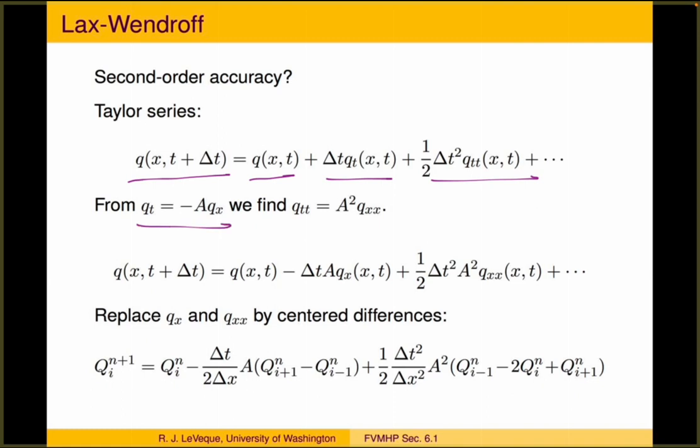But we can use our original differential equation if we're looking at the linear system qt plus a qx equals 0. If we differentiate with respect to t and also differentiate with respect to x and eliminate the cross derivative qxt term, then we find that the second derivative qtt is a squared times qxx. And so we used that in looking at the local truncation error of the Upwind method, but now rather than doing that, we're going to use it to actually come up with a better approximation to the solution of the differential equation. So the qt term we can replace by minus a times qx.